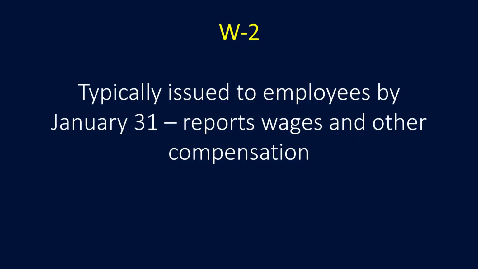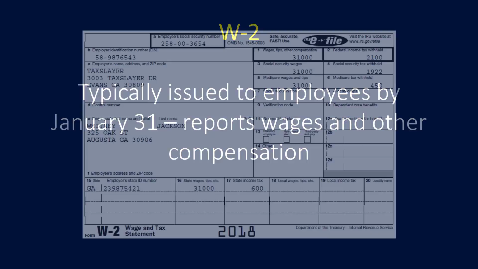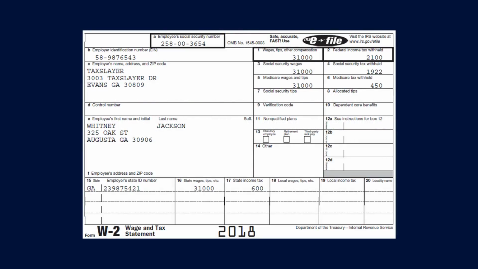Alright, I think we're all familiar with the W-2. The W-2 is typically issued to employees by January the 31st. W-2 reports wages and other compensation. Here's an example, 2018 W-2. The wages that get reported on the tax return are from Box 1.